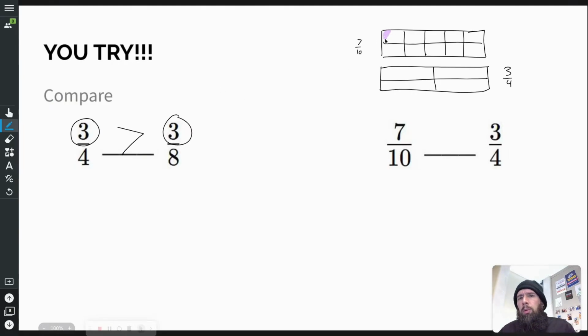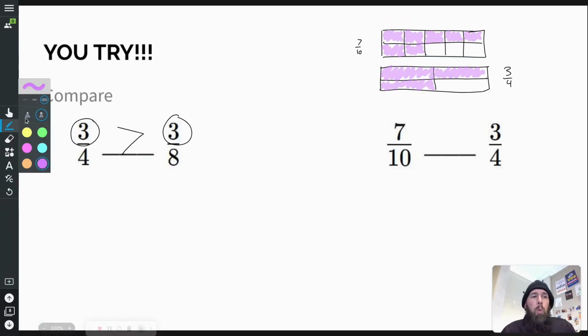So 7/10 is going to be 1, 2, 3, 4, 5, 6, 7. 3/4 is going to be 1, 2, 3. Now it's very close. But which one do I color more purple of? So 3/4 is actually the larger fraction by this much. By about that much. So 7 out of 10 is smaller than 3 out of 4.